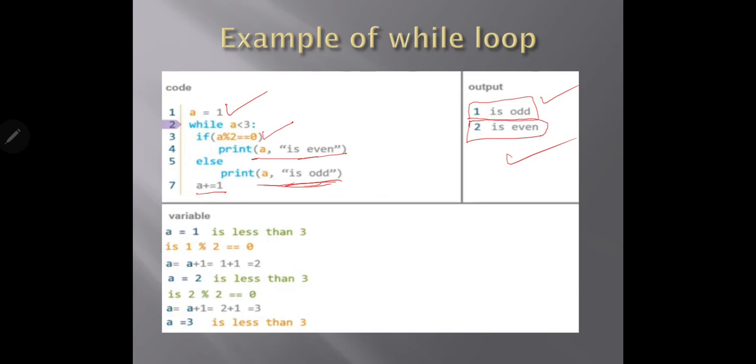Now again a will get incremented and it will become 3. Now while 3 is less than 3, it is false, and it will get out of the loop. So this will be the output, and these are the sequences a will go through. Okay, so I hope this while loop is clear to you, how we can use a while loop to control the flow of the execution.